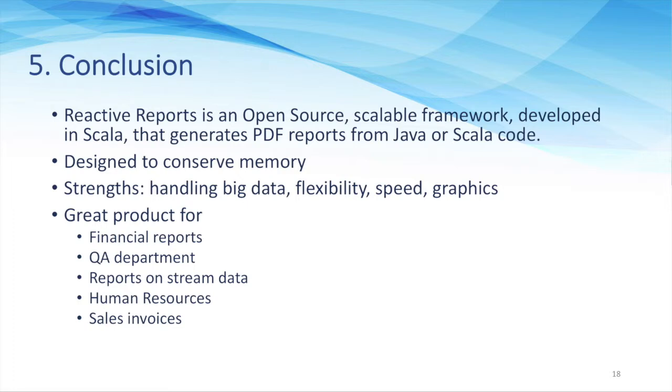In conclusion, Reactive Reports is an open source, scalable framework developed in Scala that generates PDF reports programmatically written in Java or Scala. It is designed to conserve memory, and users will not get out-of-memory errors for large amounts of data. Its main strengths are handling big data, flexibility, speed, and graphics. Practical Reactive Reports applications can be in the areas of financial reporting in the QA department, reports on stream data, reports for human resources, and sales invoices.